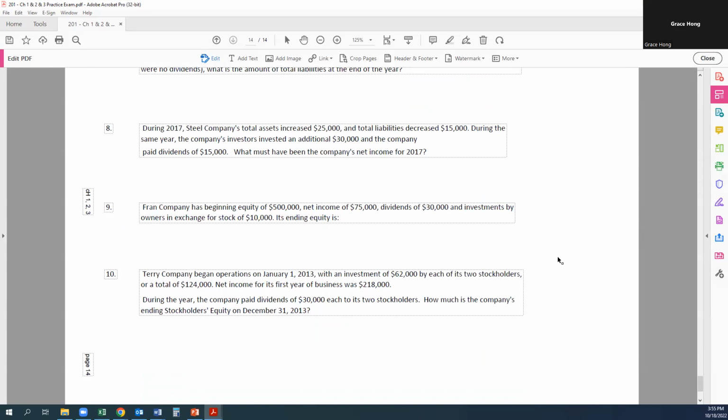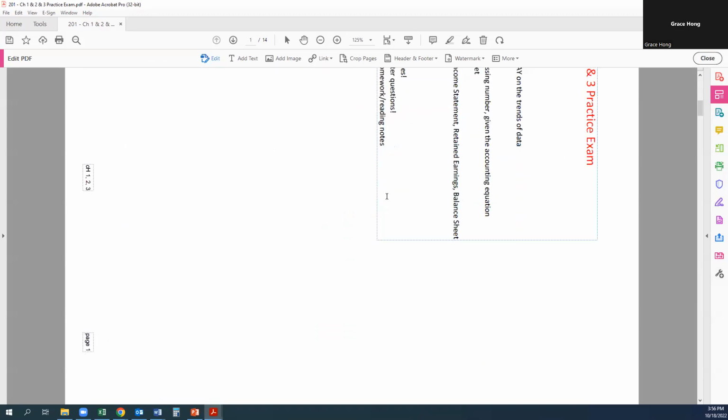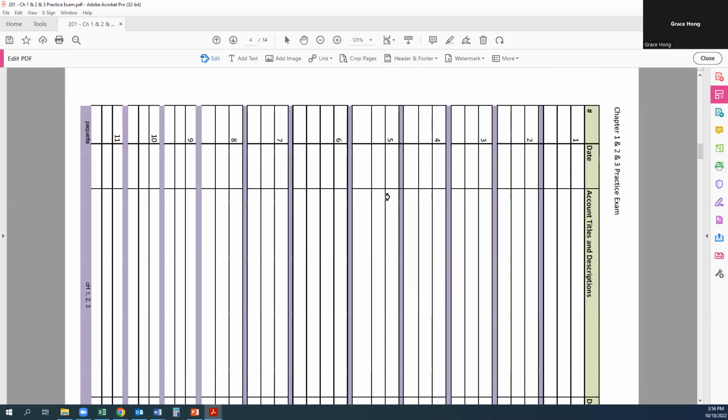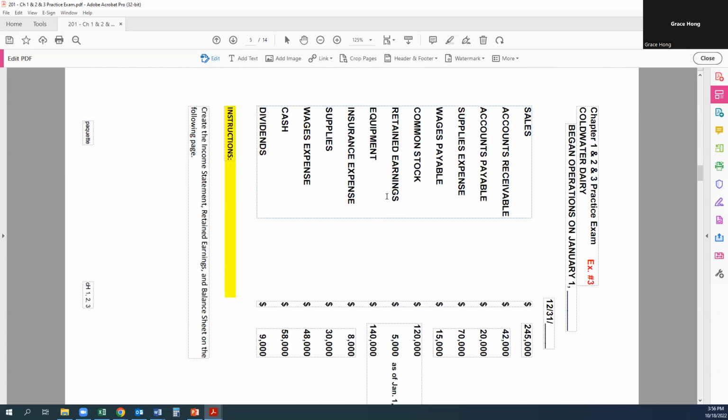I have another question. Sure, Grace. So when you do a statement from the trial balance, is the retained earnings going to be the one that we use for the beginning or the end?